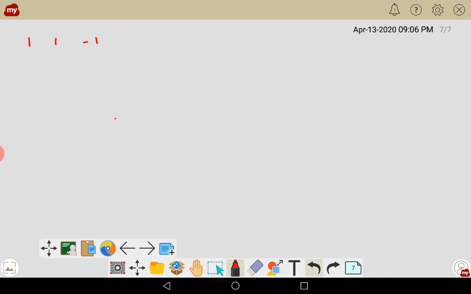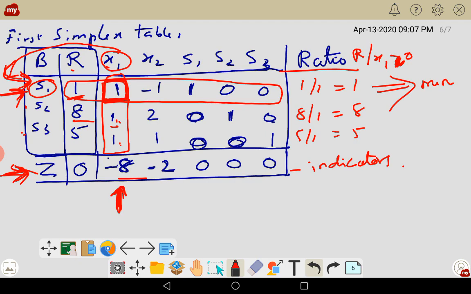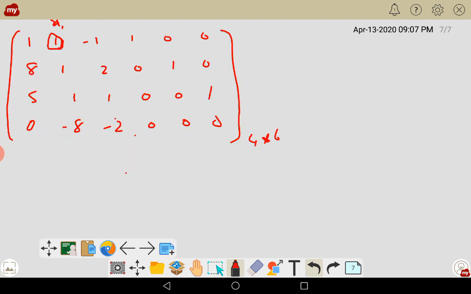1 1 negative 1 1 0 0, 8 1 2 0 1 0. Big matrices. 5 1 1 0 0 1 0, negative 8 negative 2 0 0 0. See, this is a 4 rows and 6 columns matrix. Size is 4 by 6, a very big one. Here, this is your x1 column, and your aim is to find the leading element, which is this one, as in the previous problem. So this is the leading element 1. The leading element is already 1, so convert the other elements in the column into 0. All 3 elements should be converted into 0.